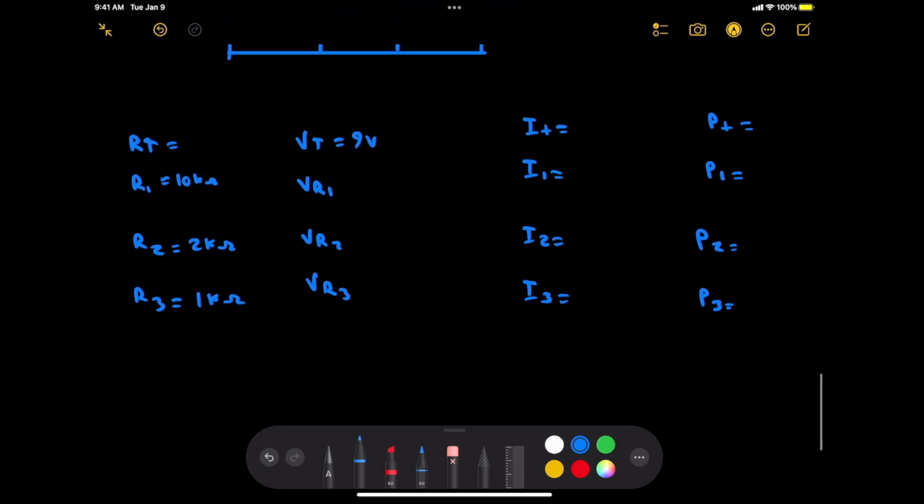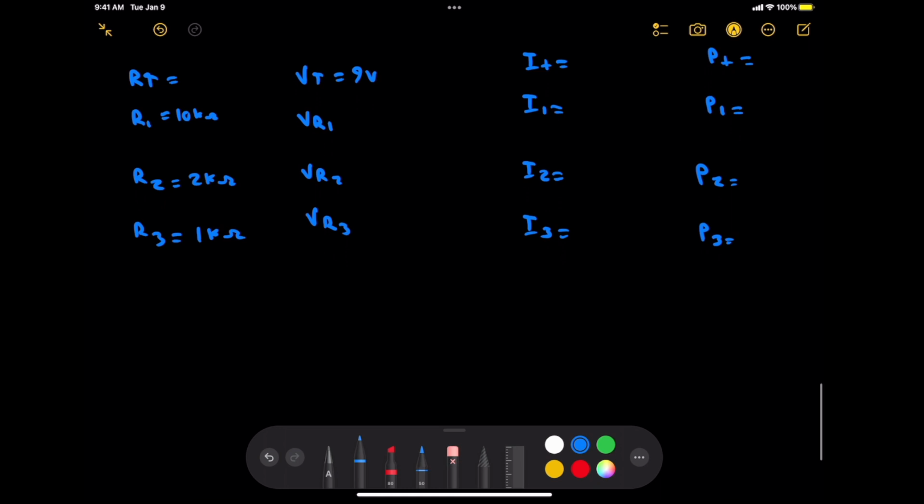So, starting out, we are given the resistance for each individual resistor, and we're given the voltage total. But that's about it. The rest we gotta solve ourselves. So let's start by finding the resistance total. We can do that by taking the inverse of the sum of the inverses of each individual resistor.